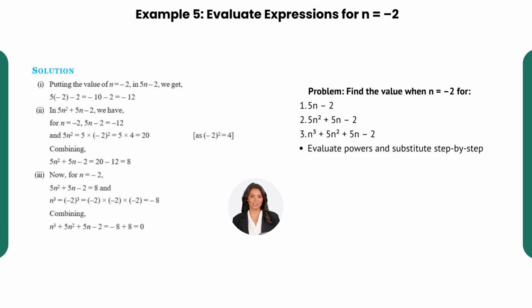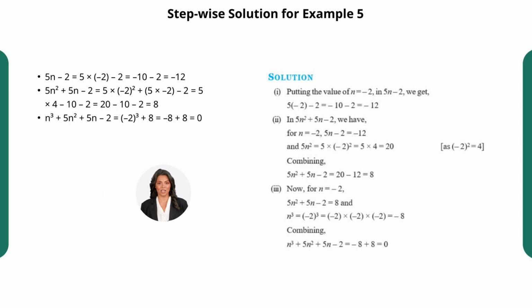Keep practicing substitutions to develop your intuition. Let's carefully review each computation. For the first one, multiply 5 by -2, which gives -10. Then subtract 2 to get -12. For the second one, the square of -2 is 4. Multiply that by 5, which equals 20. Then add 5 times -2, which is -10. Finally, subtract 2. So, 20 minus 10 minus 2 equals 8.